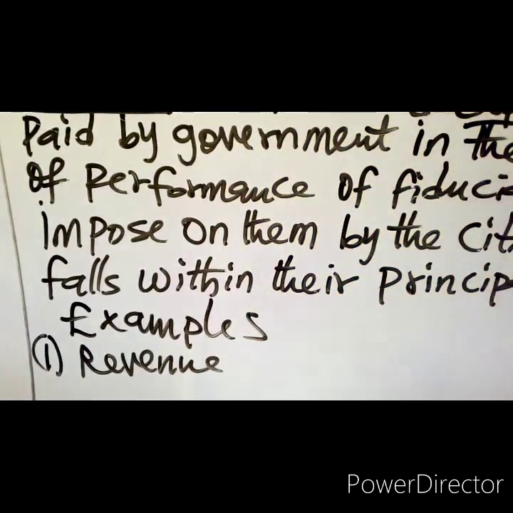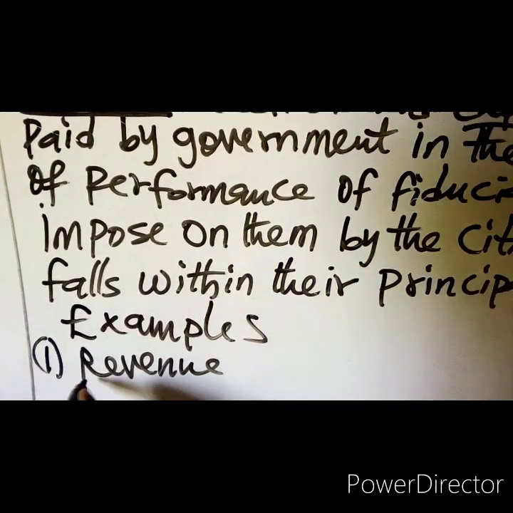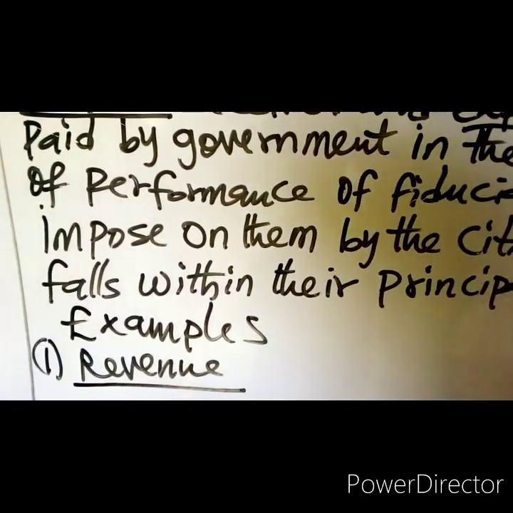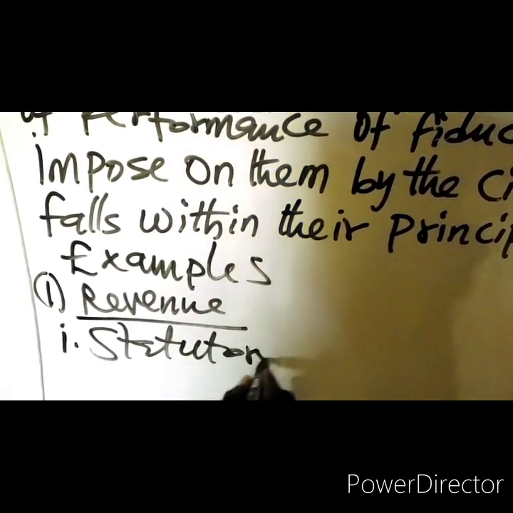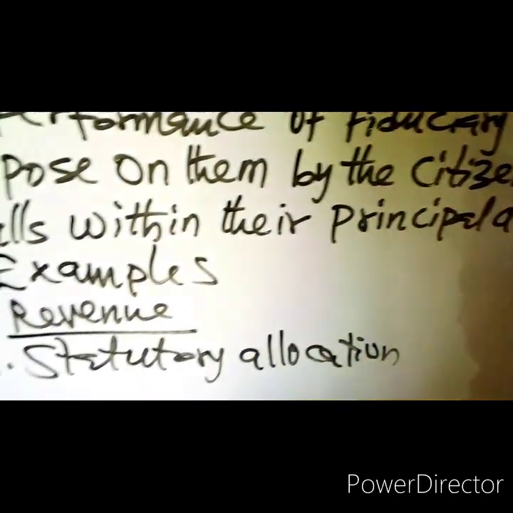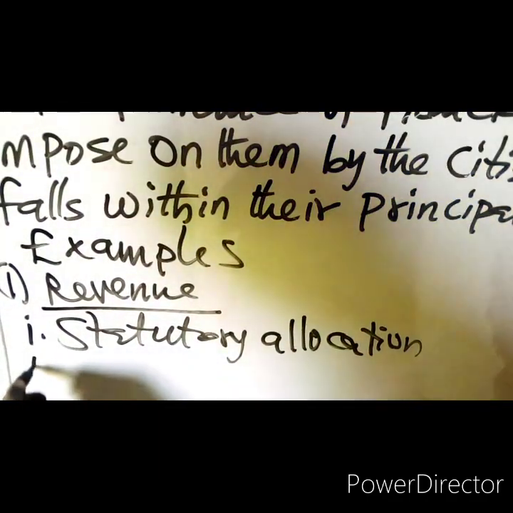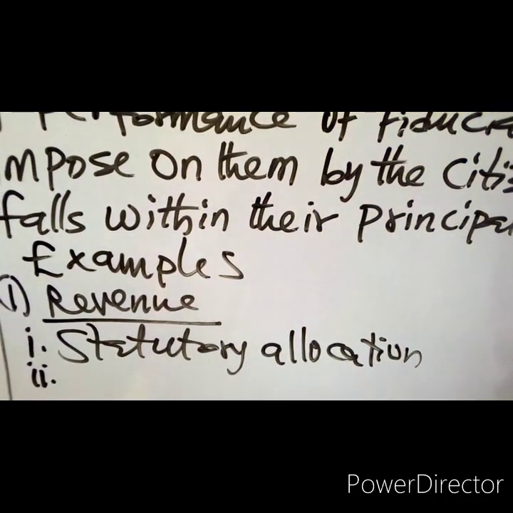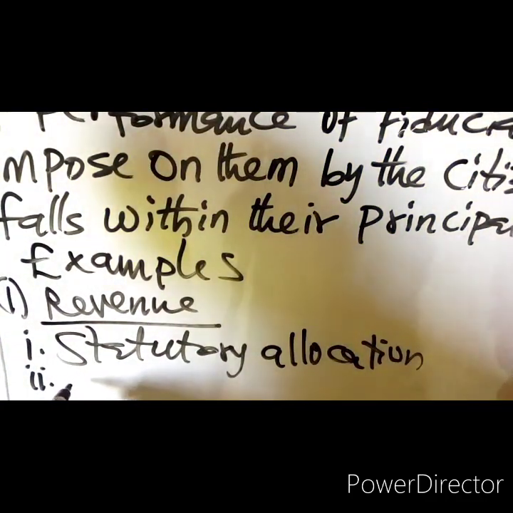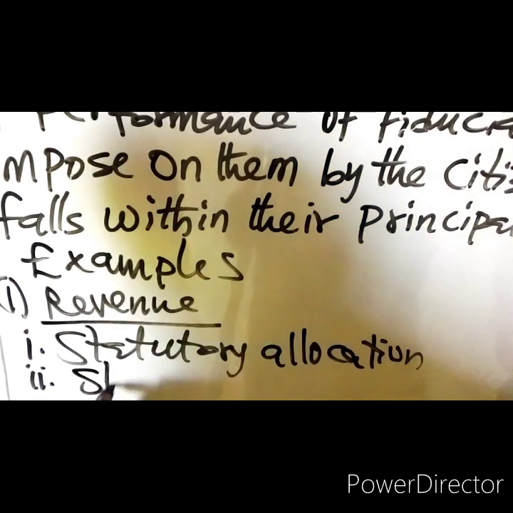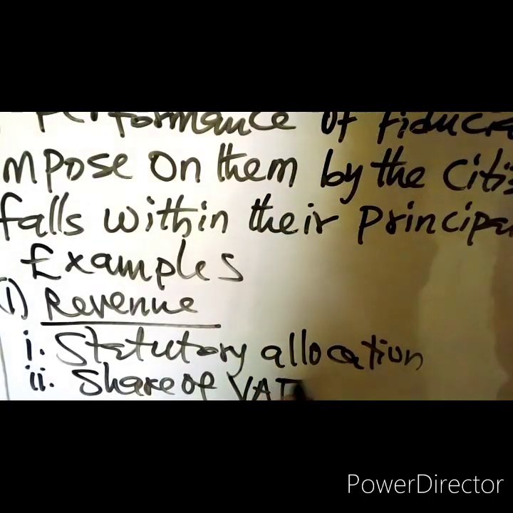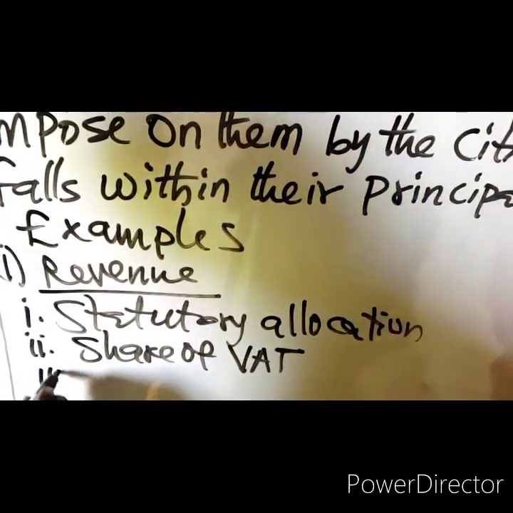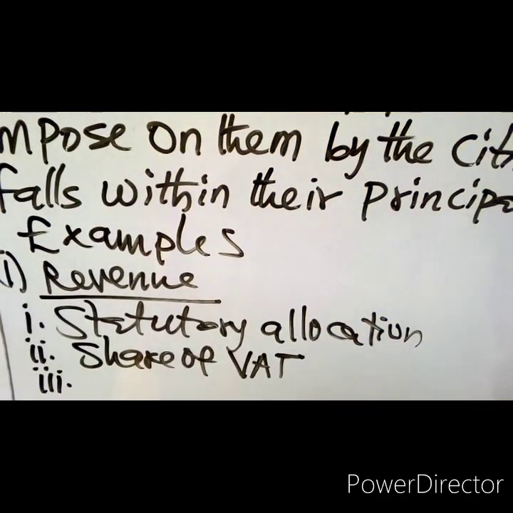So government receives their revenue from various sources. Number one, you can have statutory allocation. Statutory allocation is one source of revenue of the government, and that will fall under operating activity. The second one is share of value added tax, VAT. So value added tax is also another source of income of government.